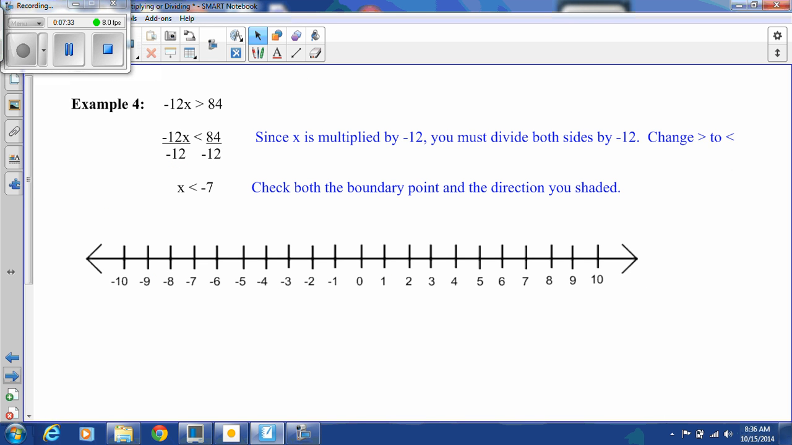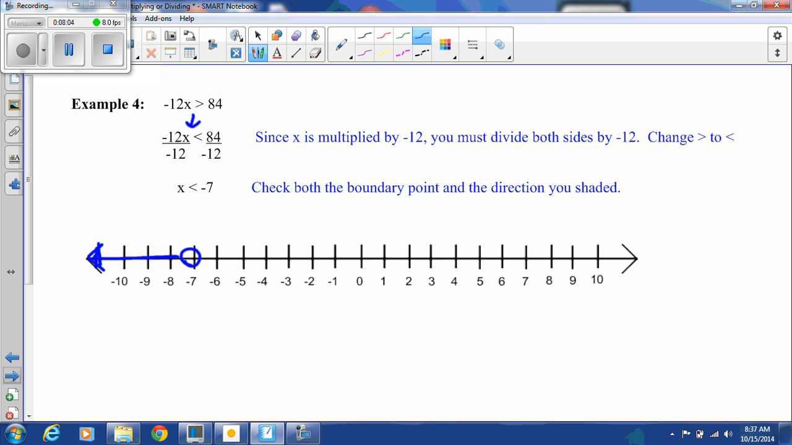Let's look at an example where I'm dividing by a negative number. -12x is greater than 84. I'm going to divide both sides by -12 since x was multiplied by -12, giving me the resulting inequality x is less than -7. My boundary point is -7. Put your open circle there, and we're going to shade to the left. We're looking for all real numbers less than -7. You see here where I flip the inequality sign?